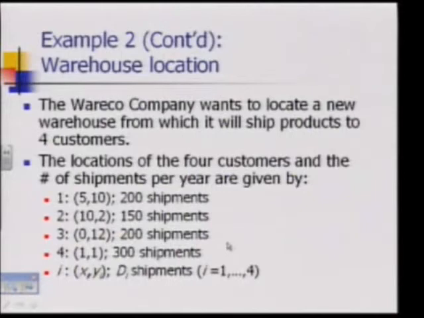What do we need to optimize? We need to put a warehouse at a location labeled like this, okay? And then this is the location of the customer, and then that's the shipment, right? And we want to put a warehouse so that what?